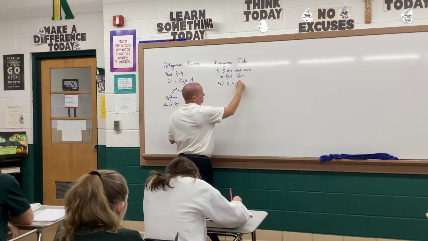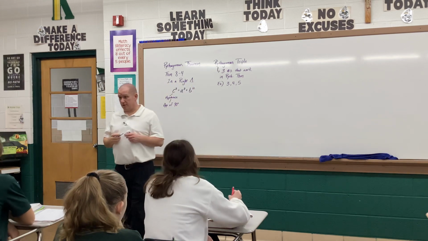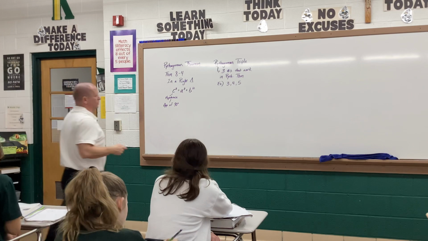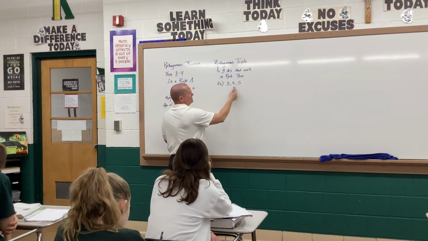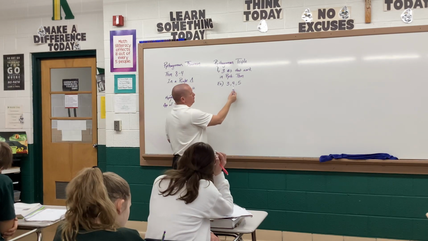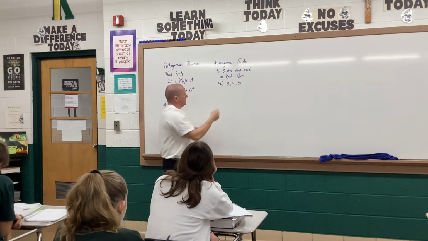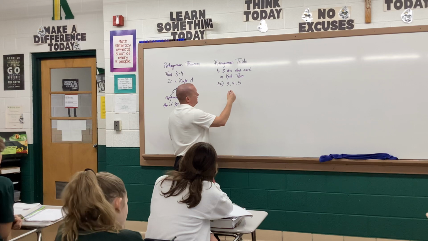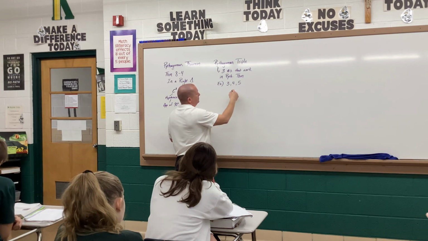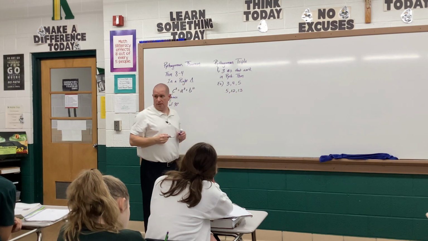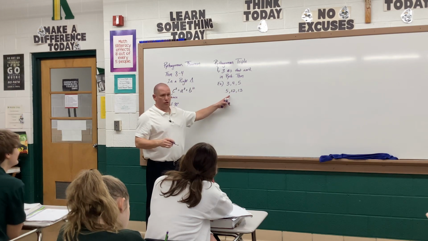3, 4, 5 works, right? Does 6, 8, 10 work? Oh, you're looking at the book. So this is the three sides. Obviously, you would know which side would have to be the hypotenuse. The 5, okay? The next one that comes up a lot is 5, 12, and 13. Okay? Every single time, you know that that's going to work.